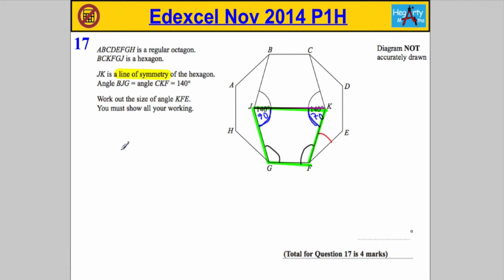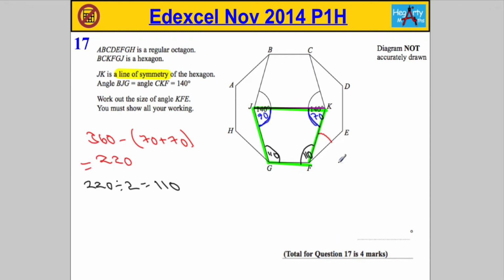Four-sided shapes have 360 degrees. So I'm going to do 360 degrees, subtract 70 plus 70. 70 plus 70 is 140. Taking that away from 360 is 220 degrees. So there's 220 degrees left for these two black angles here. So I'm going to do 220 divided by 2 to get 110 degrees. So I know that that's 110, and I know that that's 110.